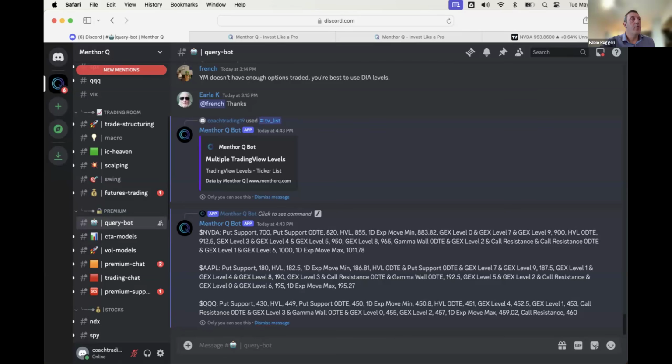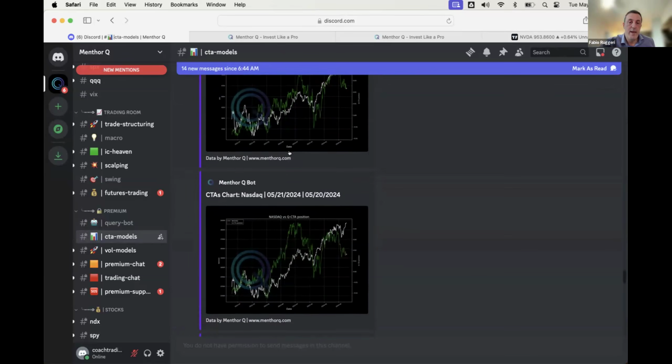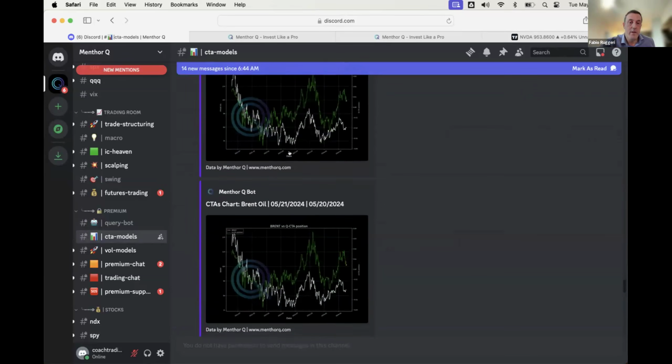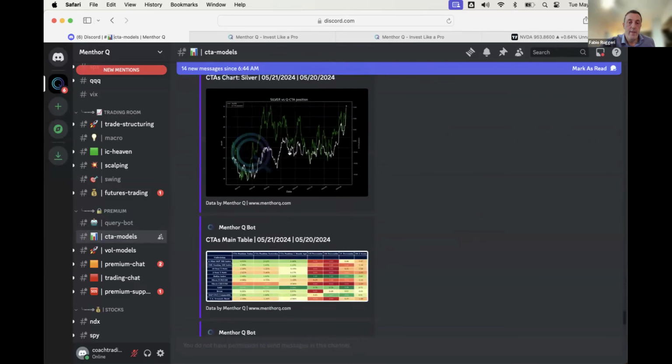Somebody's asking about CTAs. So I think that's a good point. Within the premium section, we have our CTA models, and you can find them here. They are auto-populated once a day, at around 6:30 a.m. Eastern time. They take the main assets, and in this case we have index, commodities, metals, and you can see the charts and the table here.